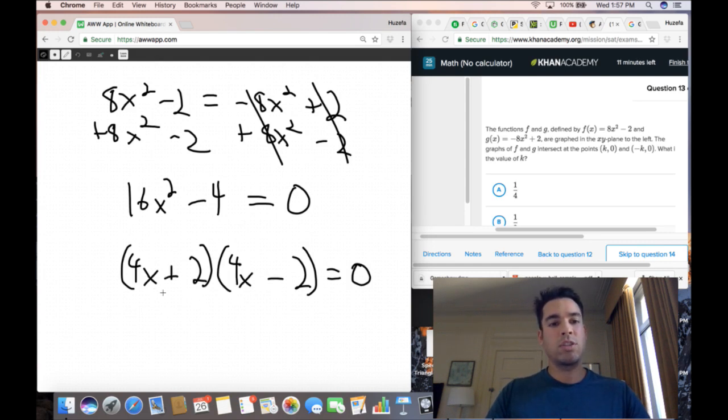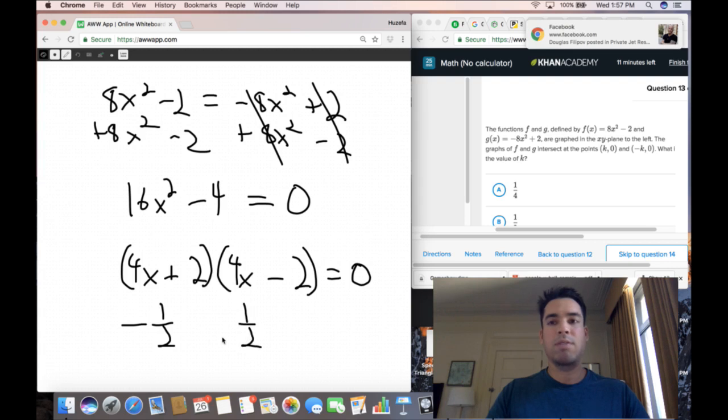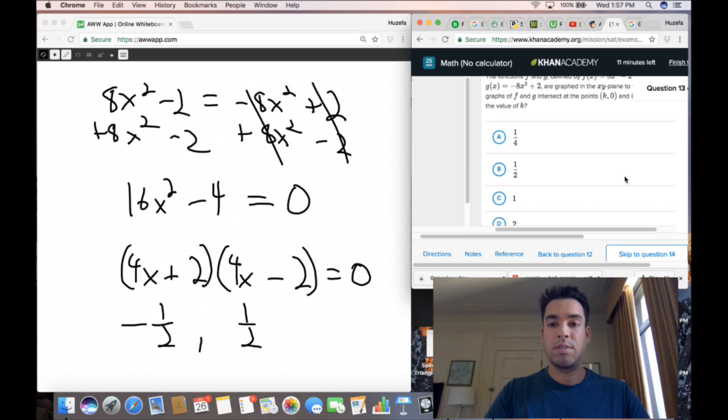So what is the solution? The solution here, x, would have to be negative 1/2, and here would be positive 1/2. And so now we've got our two solutions, and it said, what is the value of k? k is going to be positive and negative. It's clearly 1/2.